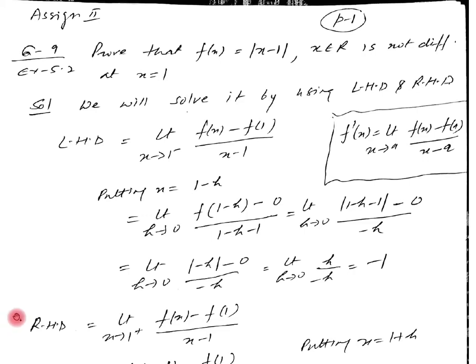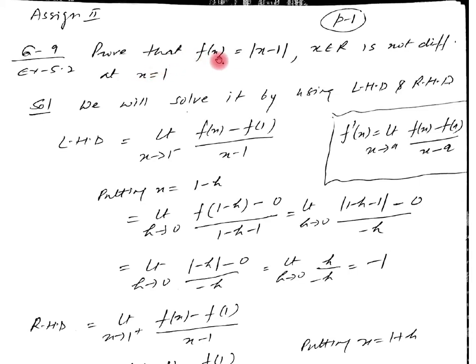We have written so many results of the derivative of different functions, but we have not seen the derivative of the modulus function or the greatest integer function. Then how to find the derivative of the modulus function or the greatest integer function? Let us see by this question. Now the question is: prove that f(x) = modulus of x minus 1, x belonging to R, is not differentiable at x = 1.